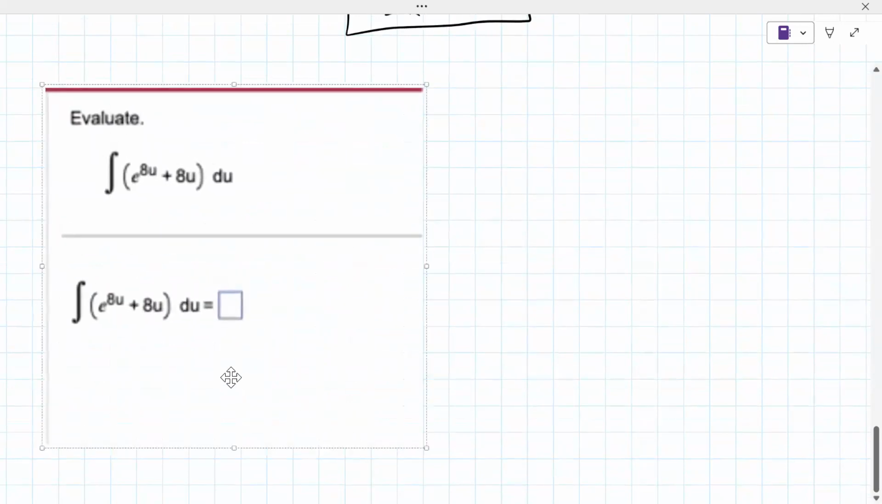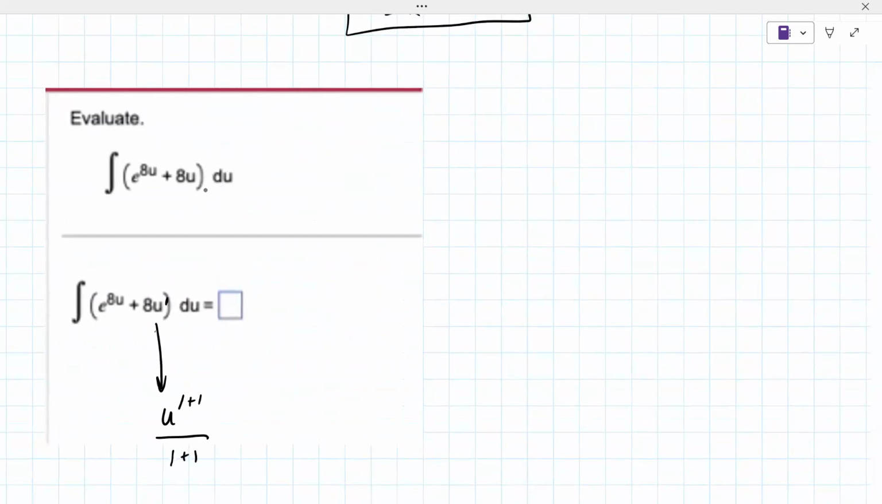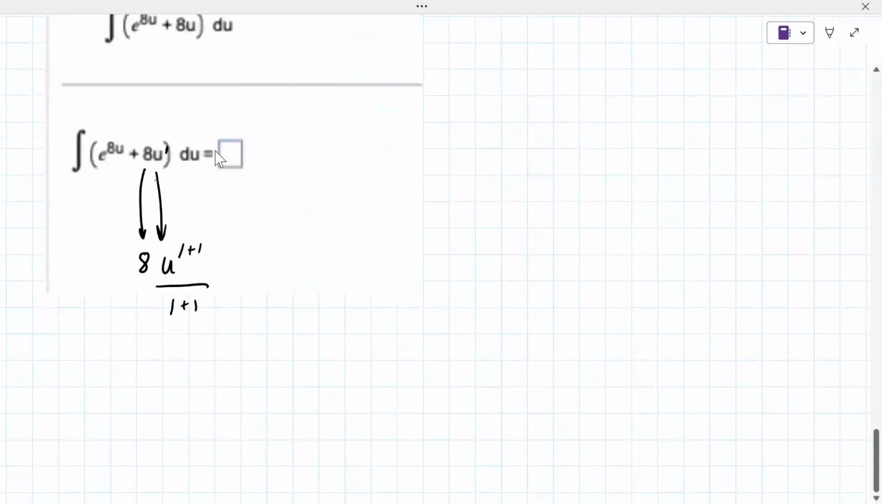All right, so this is kind of a combination problem. I'm going to have to learn a new rule. One of the first things you might notice is it's u instead of x. That's not a big deal. You treat it like it's an x, meaning you just do the same thing. So it's u to the 1 plus 1 power over 1 plus 1. Bring the 8 down. So that's the same as before. It ends up being 4u squared.